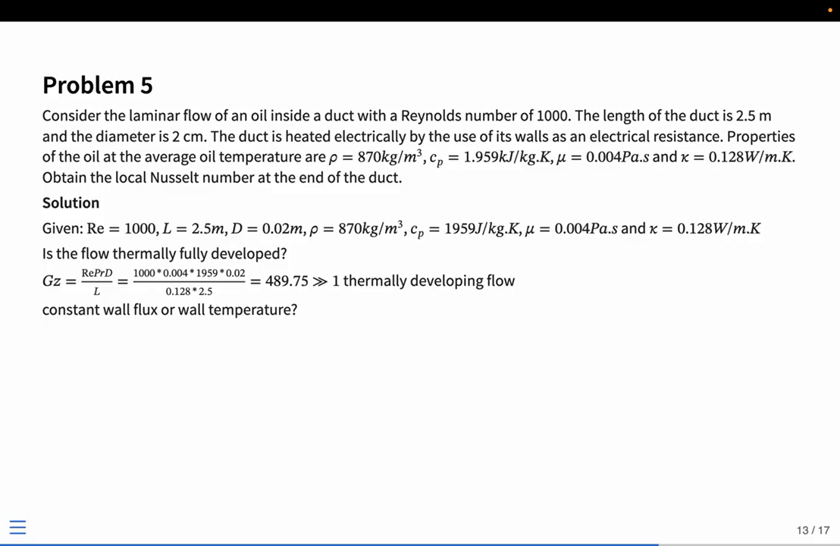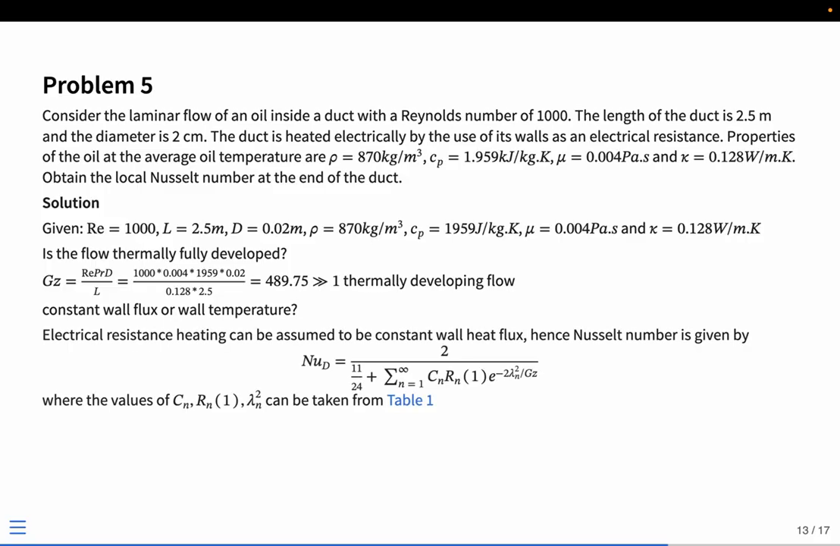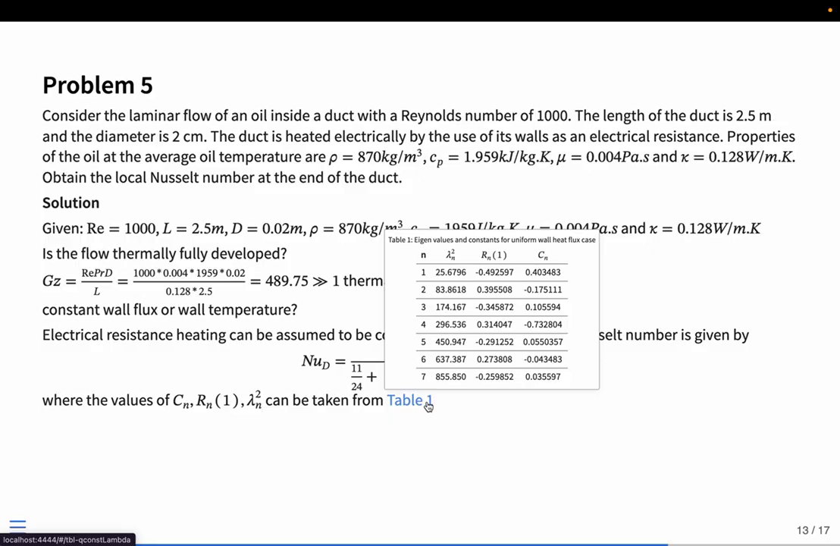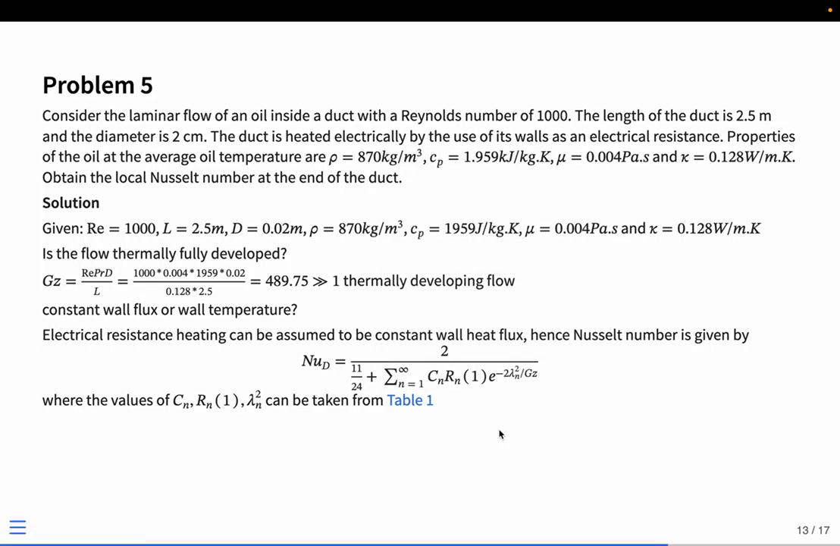So as I said before, because it is heated by a heater, you can assume it to be constant heat flux. So we'll use the correlation for constant heat flux, and all these values can be taken from the table that I have already given before. I'm getting this around 14.286.